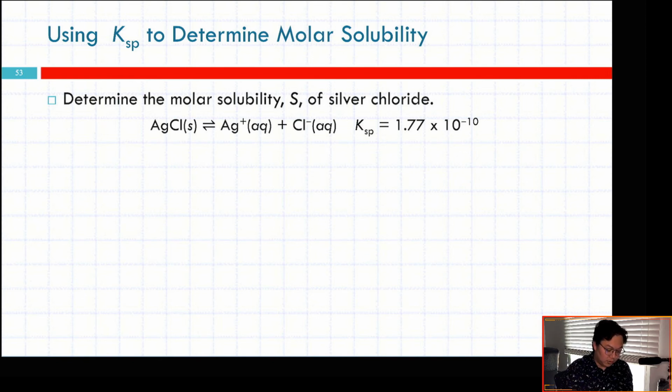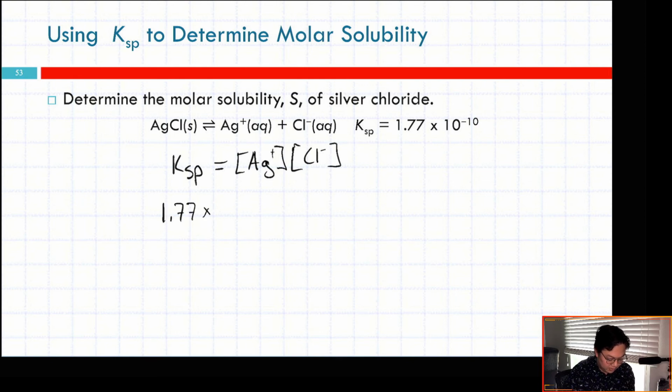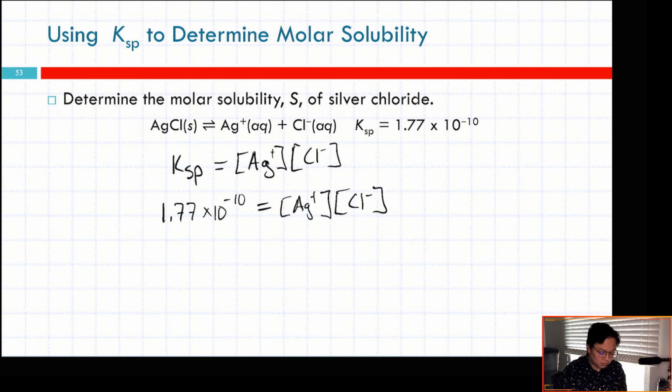So if we have our silver chloride solution here, we can write out our KSP equation. KSP is equal to the concentration of silver plus times the concentration of Cl minus. And then we set 1.77 times 10 to the minus 10 equal to Ag plus and Cl minus. Now, because these are occurring each in a 1-to-1 ratio from the silver chloride to the silver and the chlorine, these can be rewritten as X times X, because the concentration of each of these will be the same.